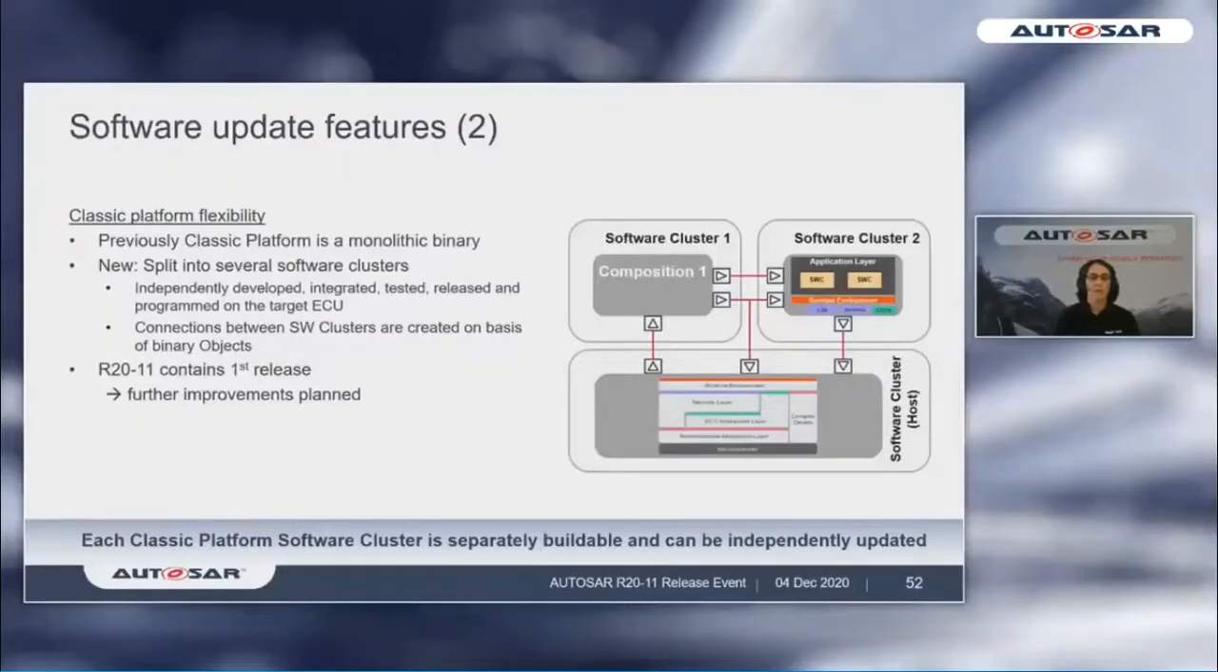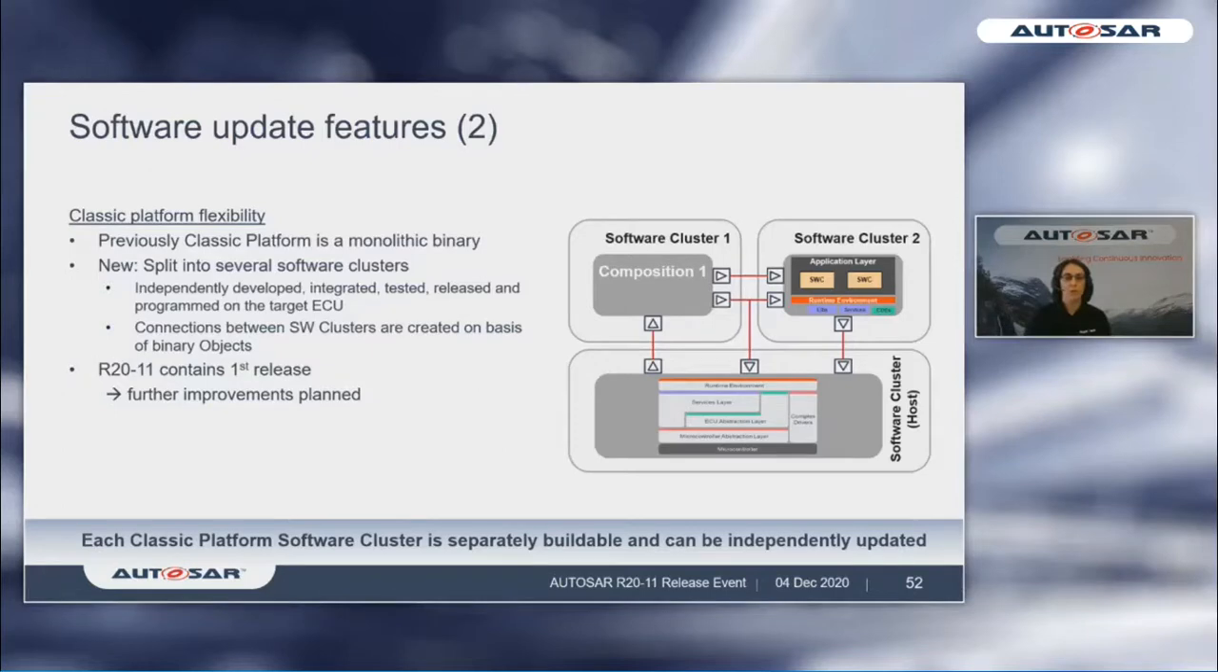Speaking about classic platform, previously the classic platform was basically a monolithic binary. So if you changed even a tiny bit in the application, the entire binary was rebuilt. With this release, we're now introducing a new feature that allows you to split the classic platform into several software clusters. We call it the classic platform flexibility concept.